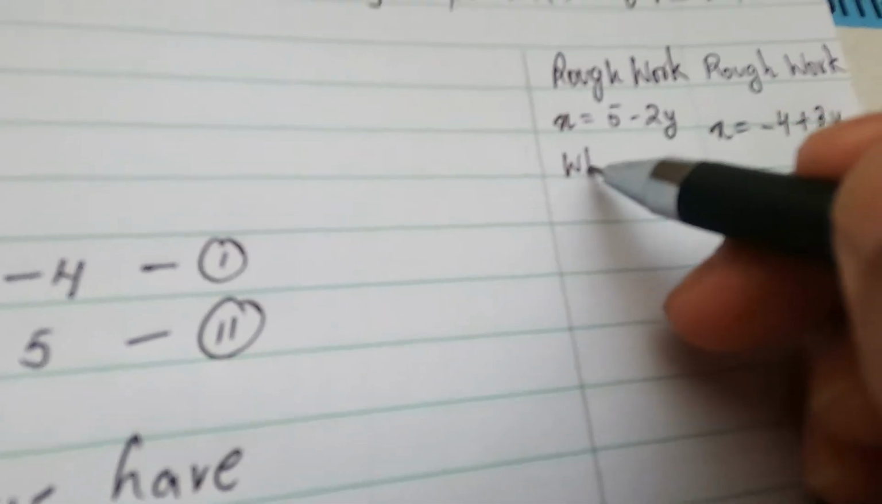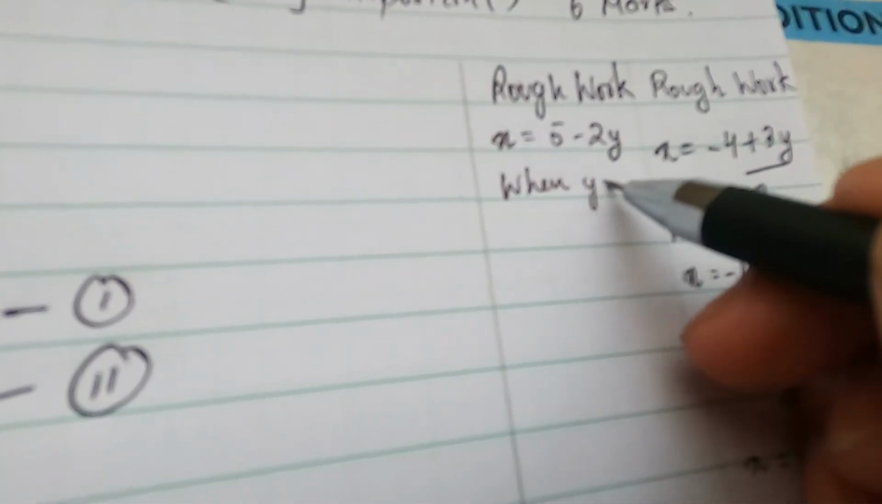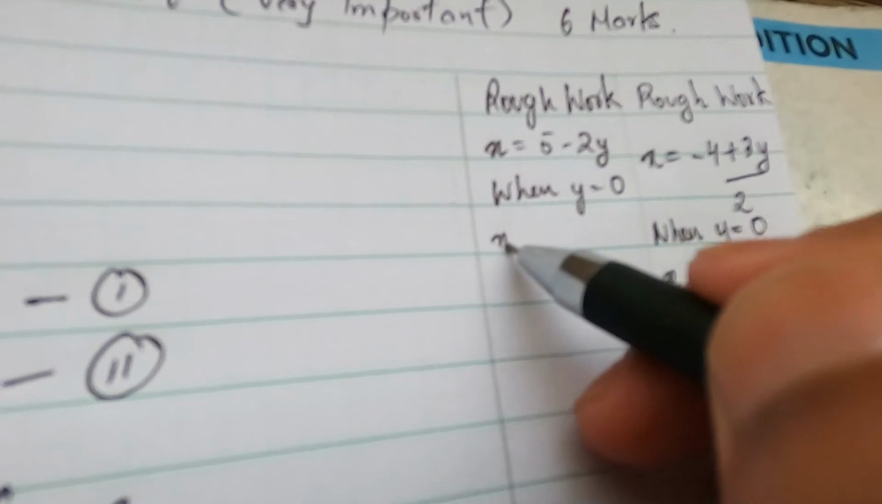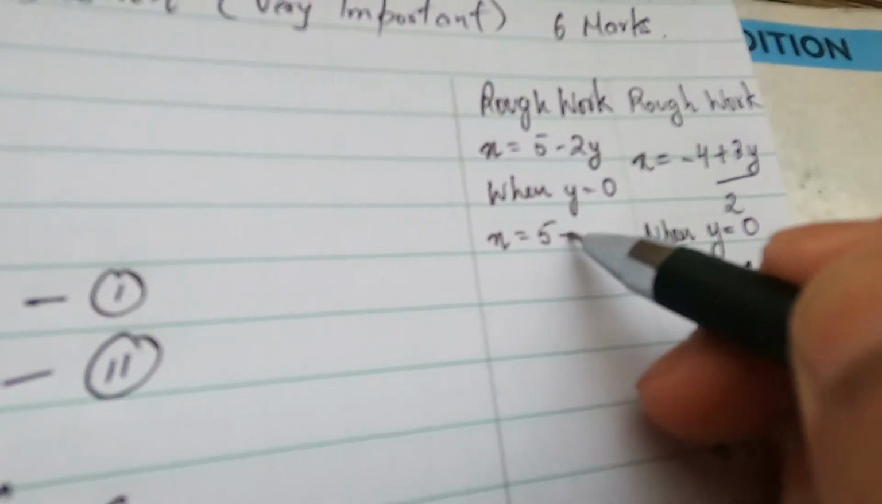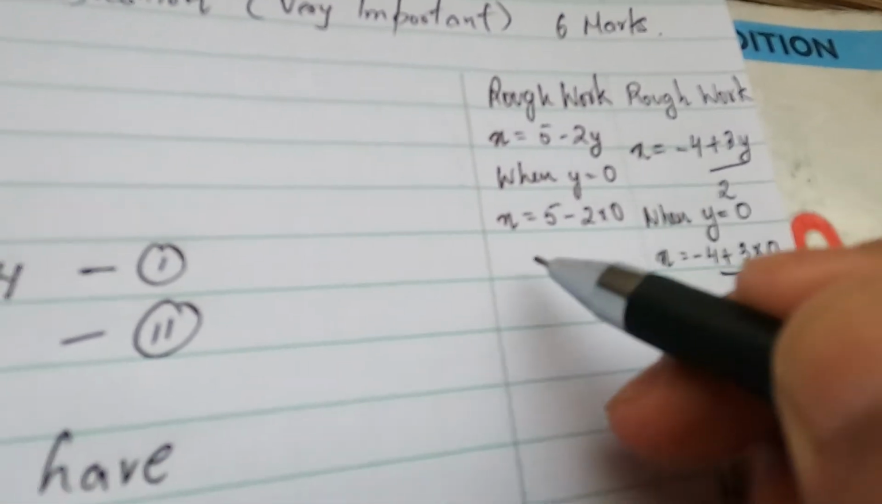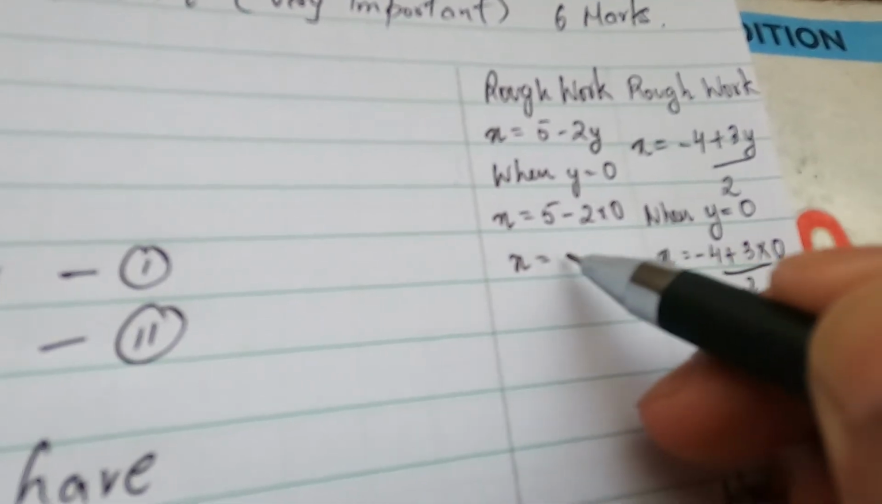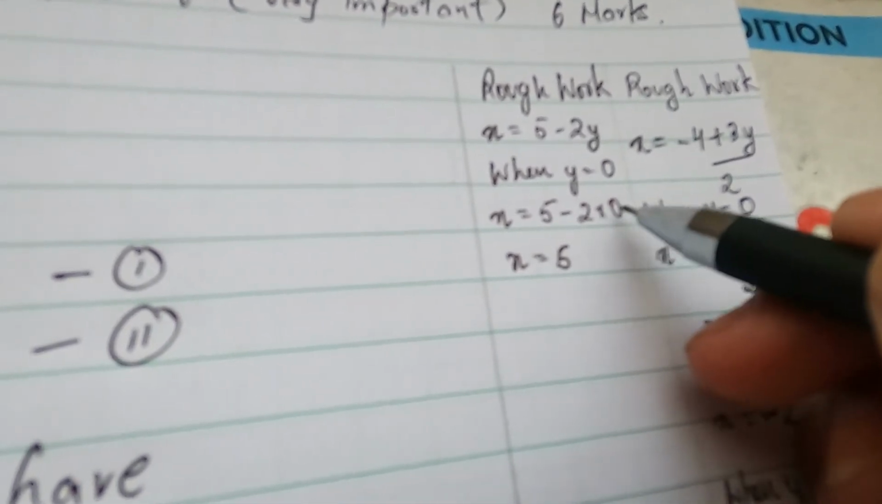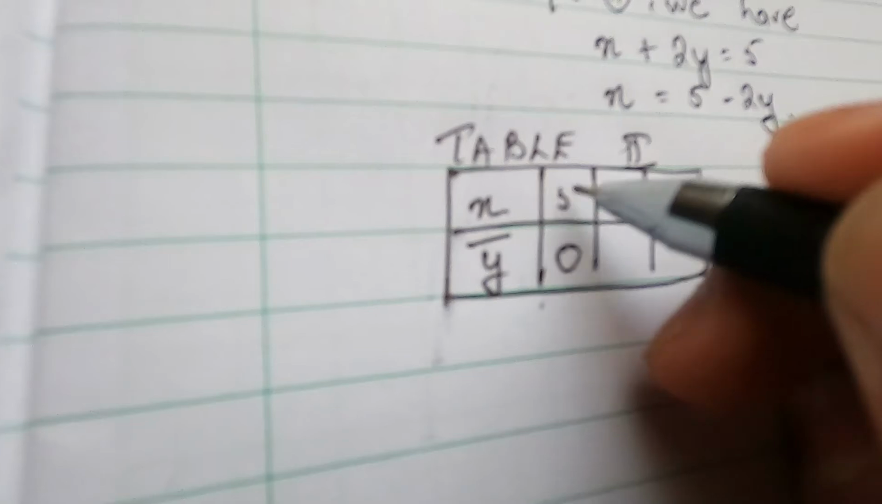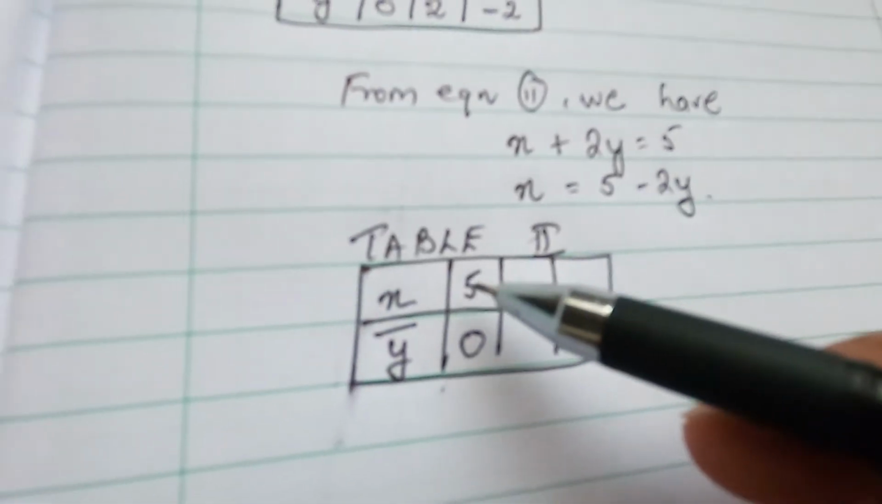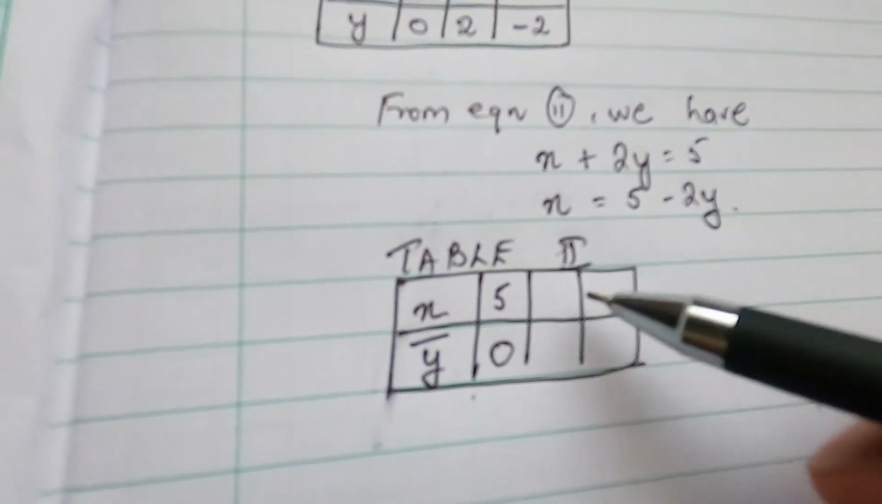So here we can write, when y is equal to 0, therefore x is equal to 5 minus 2 into 0. In this case the value of x will be 5, because 2 into 0 will be 0. So here we will write, when y is 0, x will be 5. So we have found the first coordinate. Let us find two more coordinates.